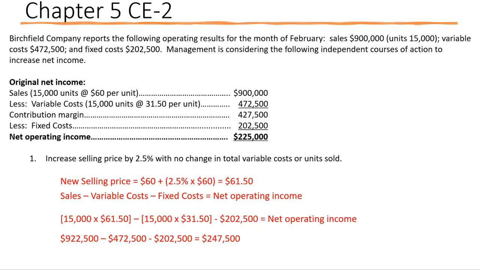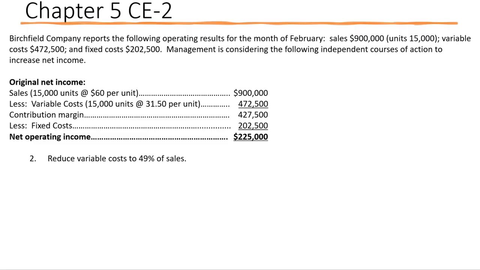We get our net operating income. So in this case, our new sales is $922,500. Same variable cost total, same fixed cost. Our new net operating income is $247,500. Okay, so we see an increase of $22,500. It increased our sales, and that flowed right through to our operating income.